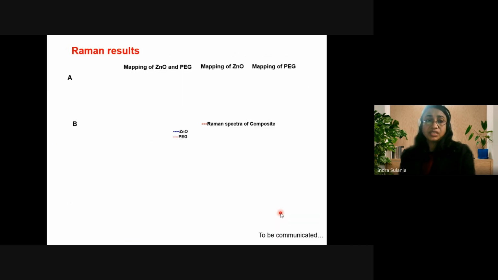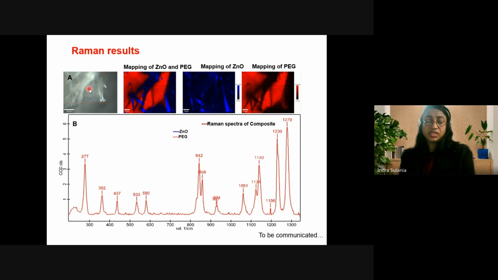Then we did some Raman measurements over it, in the confocal mode. This is the region where we performed the confocal. You can see this blue color is the zinc oxide tetrapod, and this red color is the PEG. When we did the individual mapping, we can see the whole sample has a composite arrangement, and we could find peaks in the regime of 200 to 1350 Raman wave numbers. And these are the deconvoluted images.